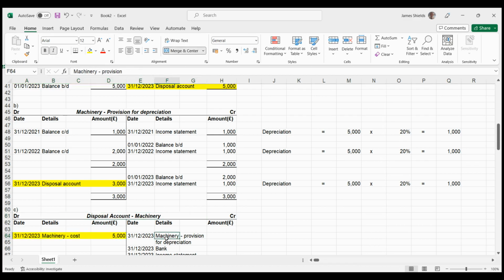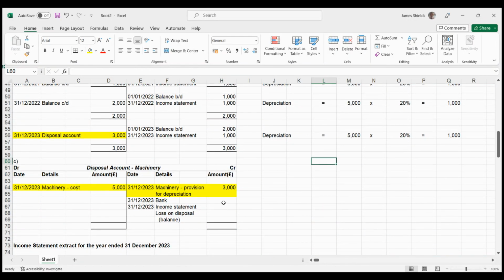Then I want the provision for depreciation at the time of disposal, the 30th of December 2023. And that's our depreciation of £3,000 there in the machinery provision for depreciation account. So again, that's at the time of disposal. So again, I'm going to highlight that as well, so you can follow where the amounts have come from.